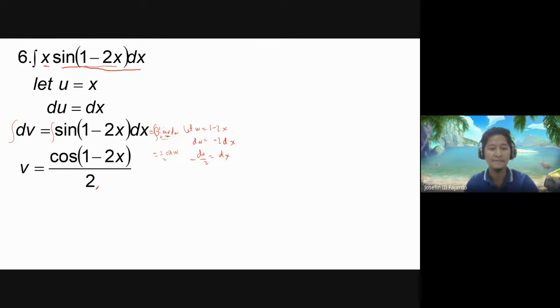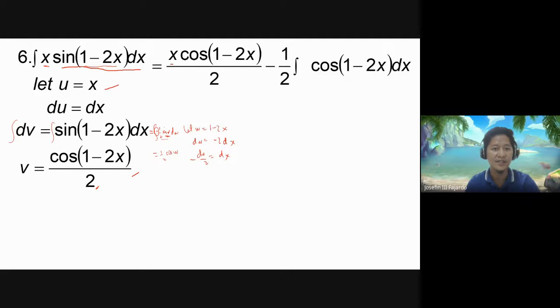Okay, sige, tuloy na natin. So, kailangan natin ito isulat as uv minus integral of v du. So, u natin ay x, ang v natin ito. So, ito si uv: x times cosine of (1 minus 2x) over 2. Ito si u, ito si v, and minus integral of v du, right? So, ang v natin ay ito, and then du is dx. So, cosine of (1 minus 2x) over 2. Nilagay ko lang sa labas si over 2, and then ito yung aking du, which is dx. So, nasundan po?